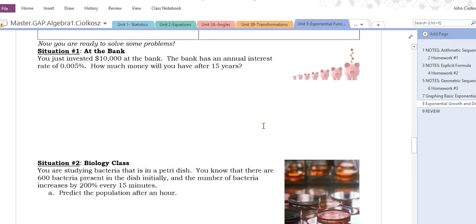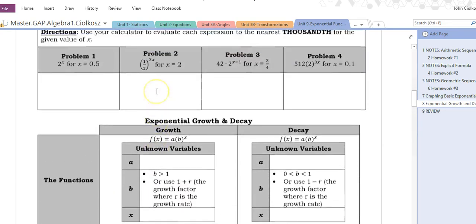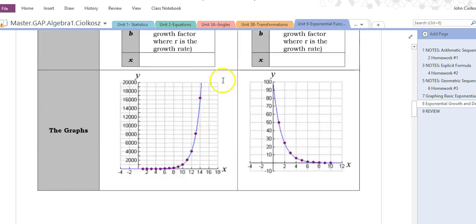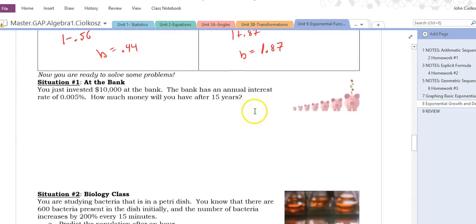So, you just invested $10,000 at the bank. The bank has an annual interest rate of 0.0005%. How much money do I have in 15 years? First, let's think about our formula here. The way we've been writing these looks kind of like this: A times the base, B, up to the X. A here represents how much we start with. So I started off here with an investment of $10,000.